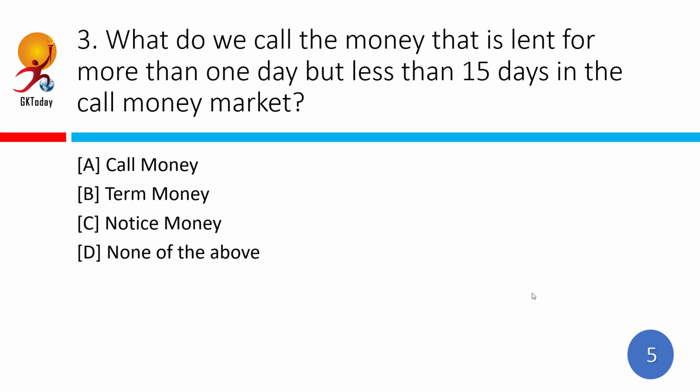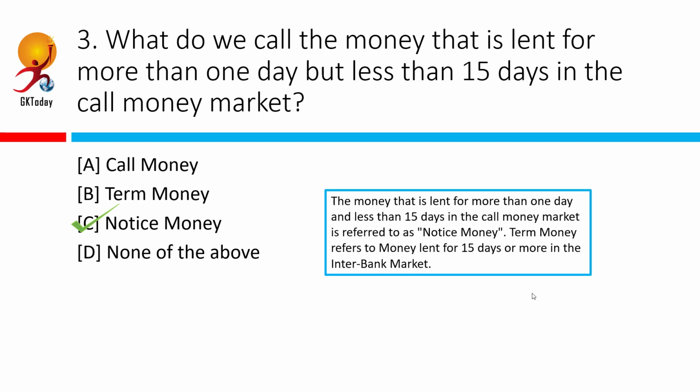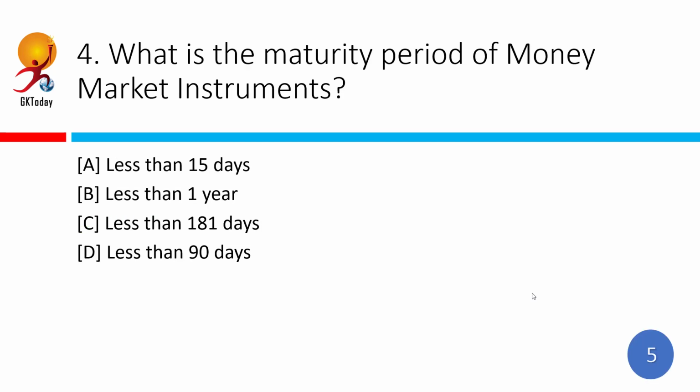What do we call the money that is lent for more than one day but less than 15 days in the call money market? Correct answer is notice money. As we just learned, call money is something that is borrowed for one day. Similarly, notice money is anything that is borrowed between 2 to 14 days. There's also another one which is known as term money, which refers to borrowing more than 14 days, that is 15 days or more. What is the maturity period of money market instruments?